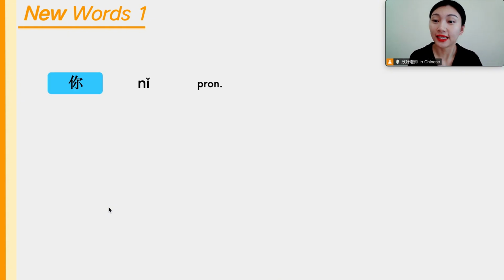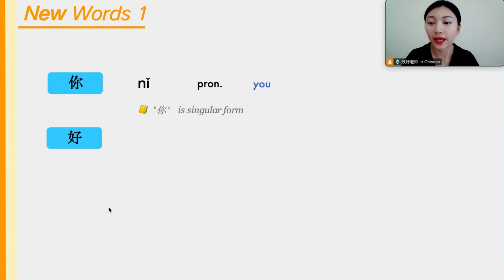你 is a pronoun which means you. And pay attention to here. 你 is singular form. We use it to talk to one person in a friendly way. For example, when you chat with your friend, you say 你.